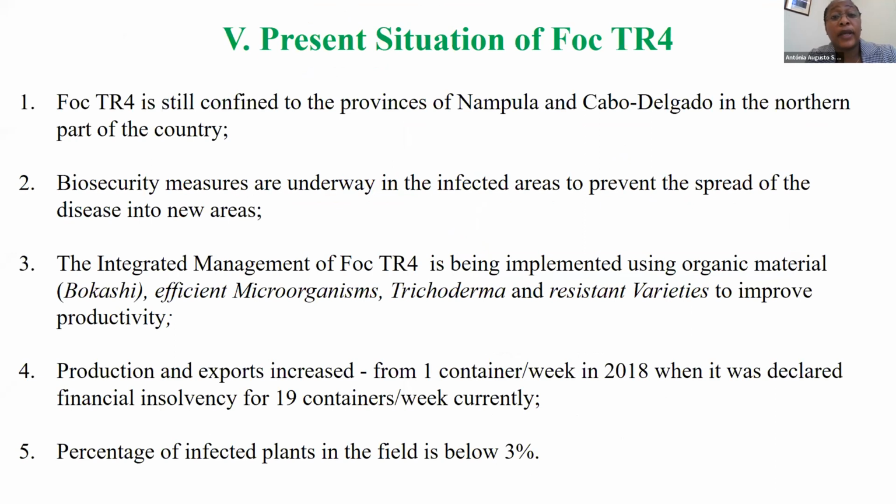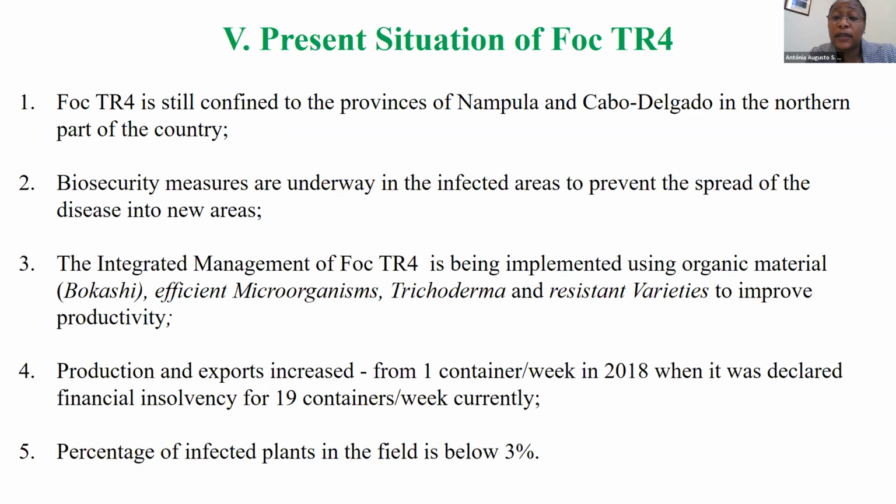Biosecurity measures are underway in the infected areas, and the integrated management of Foc R4T is being implemented using organic material, efficient microorganisms, Trichoderma, and resistant varieties to improve productivity. At this moment, the varieties being used are tolerant, not resistant, sorry, tolerant varieties, Formosana. And because of this integrated management of Foc R4T, the production and the export increased.